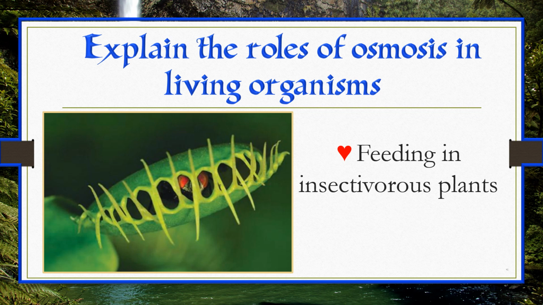When the insect lands onto the leaves of an insectivorous plant like the Venus flytrap, the leaves close very fast and trap the insect inside the leaf. Then they produce enzymes which digest the insect, and the insect provides the mineral nutrients to the plant, which are absorbed through the leaves.